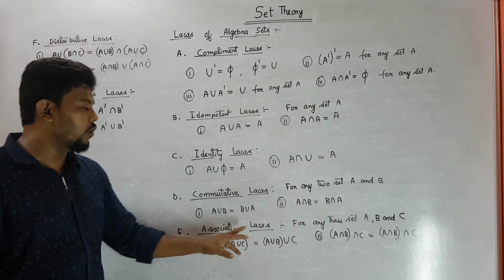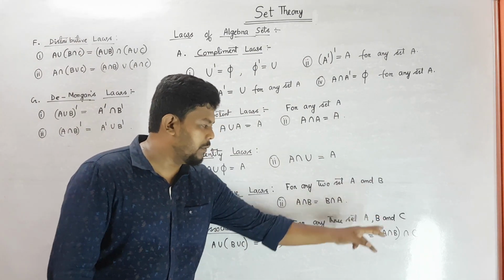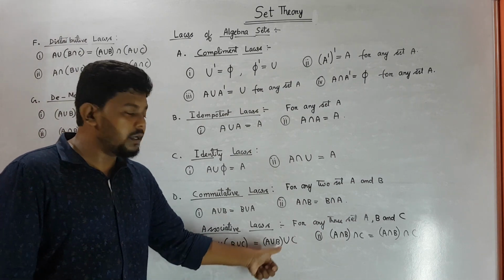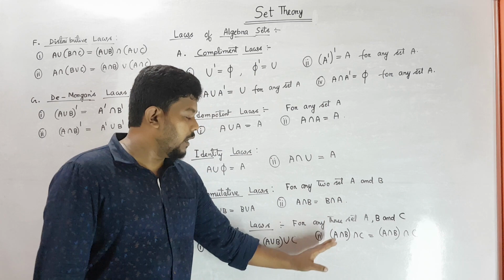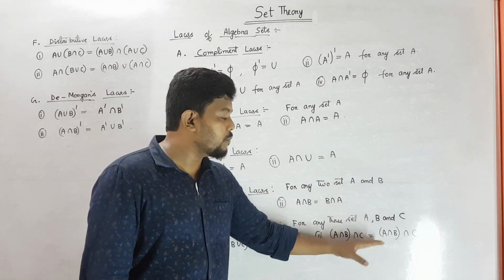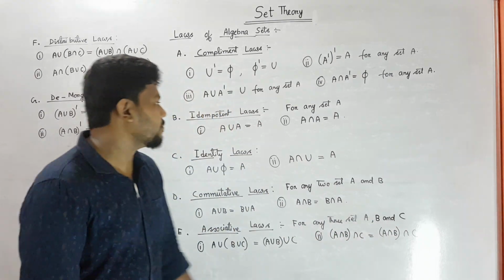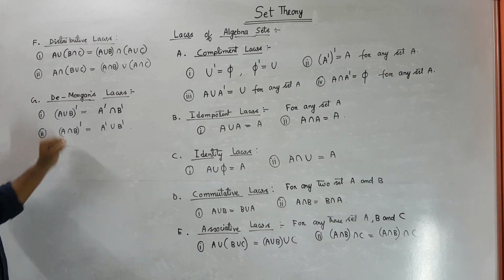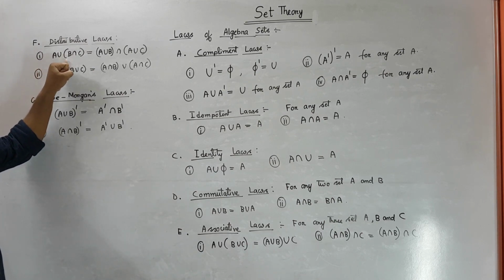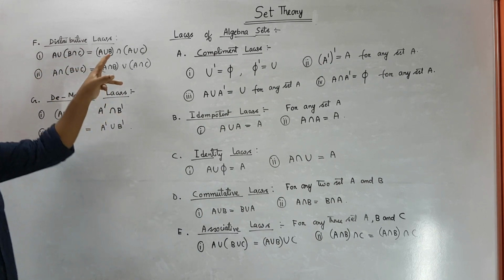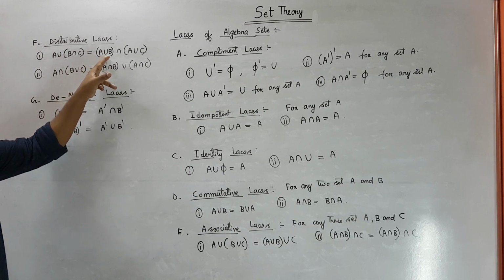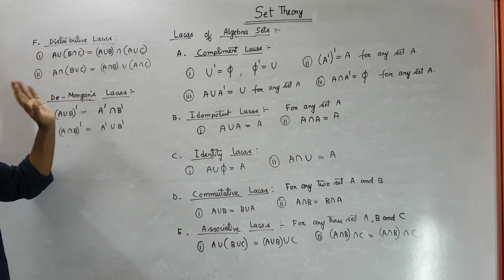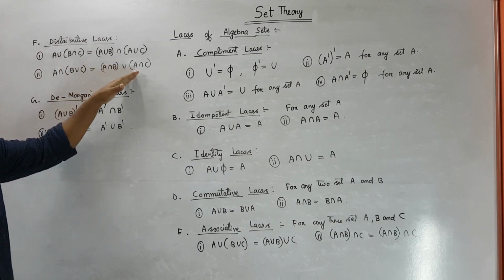Number E is associative laws. For any three sets capital A, capital B and capital C, number 1, A union (B union C) is equal to (A union B) union C. Number 2 is A intersection (B intersection C) is equal to (A intersection B) intersection C. Number F is distributive laws. It means if you are given A union (B intersection C), then you can distribute the union. So it will be (A union B) intersection (A union C). And number 2 is A intersection (B union C) is equal to (A intersection B) union (A intersection C).